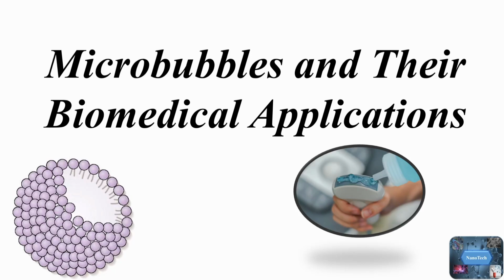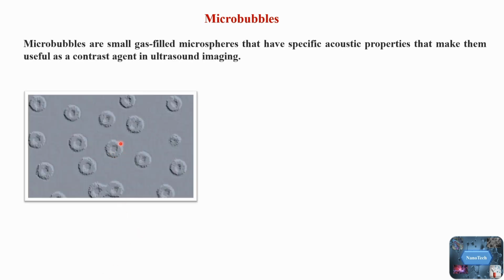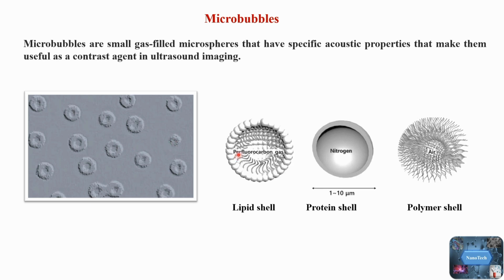Today's topic is microbubbles and their biomedical applications. Let's start with the introduction. Microbubbles are small gas-filled microspheres that have specific acoustic properties that make them useful as a contrast agent in ultrasound imaging. Microbubbles are made up of a shell that surrounds a gas core. Lipids, proteins, and polymers are common components of microbubble shells. The core gases are typically air, nitrogen, and perfluorocarbon.